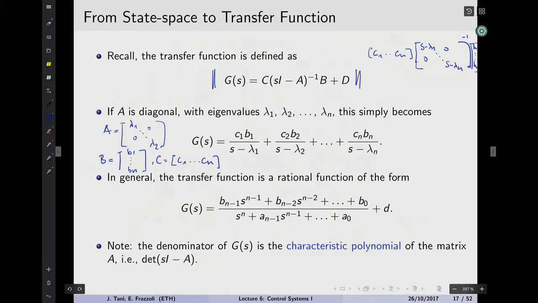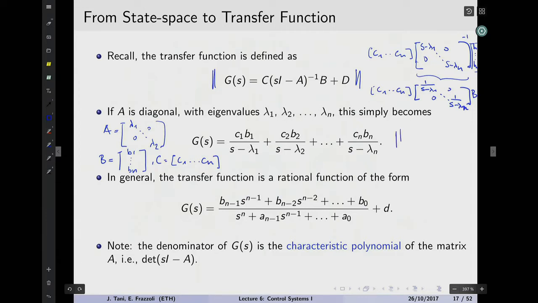Well, this is a diagonal matrix. The inverse of the diagonal matrix is just the inverse of the elements of the diagonal. So this is C1 to Cn, 1 over s minus lambda 1, 1 over s minus lambda n, zeros, and always the B's here. So if we do the rows times columns, what we get is this.